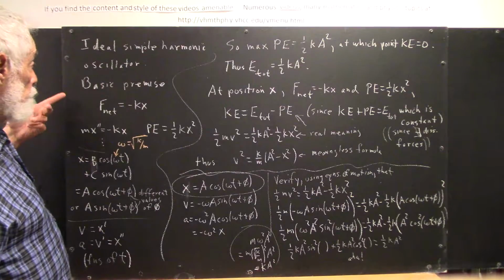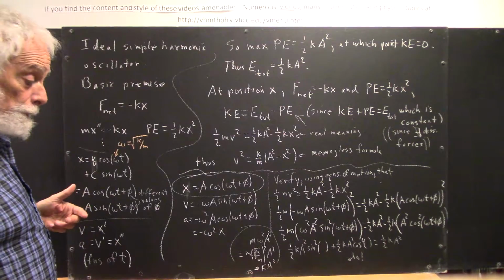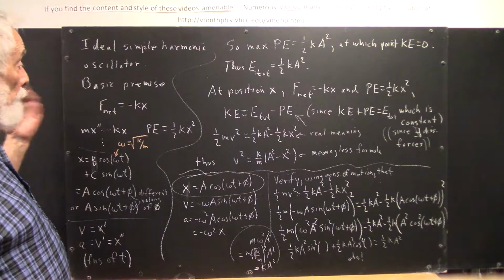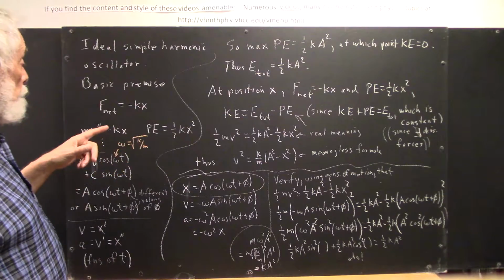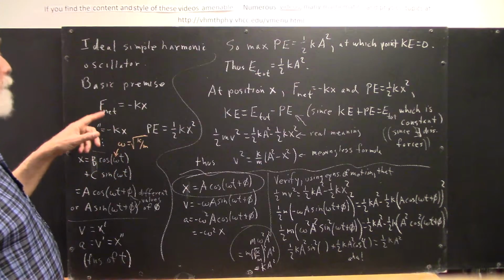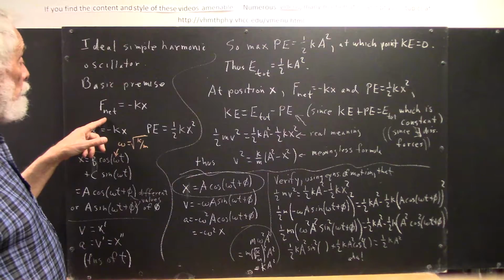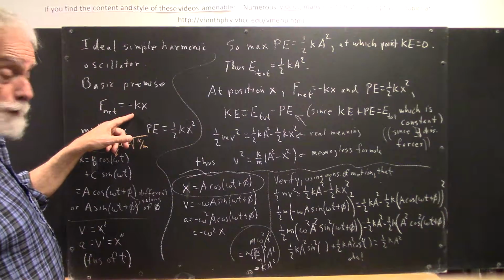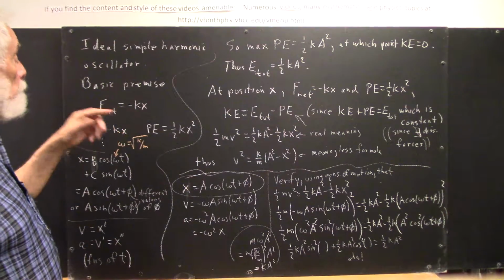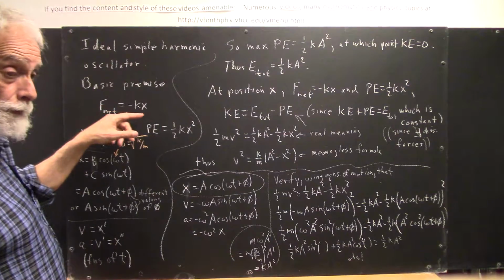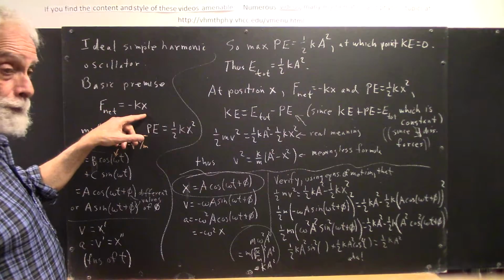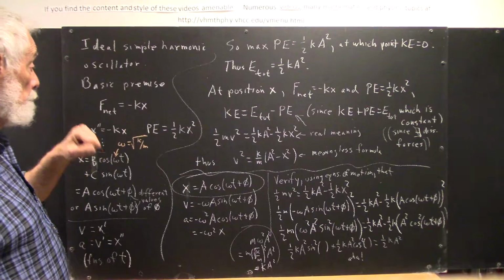The basic premise behind simple harmonic motion is that you've got some mass that's subject to a net force that's a linear restoring force, a net force of the form F net equals negative kx, where x is measured from some equilibrium position.